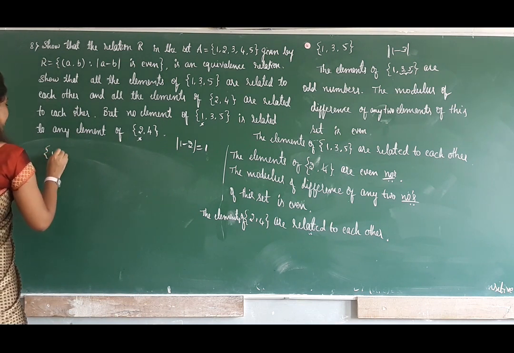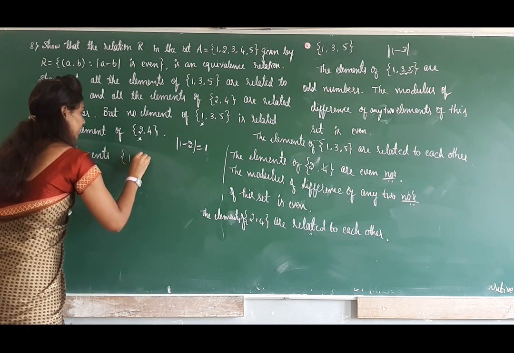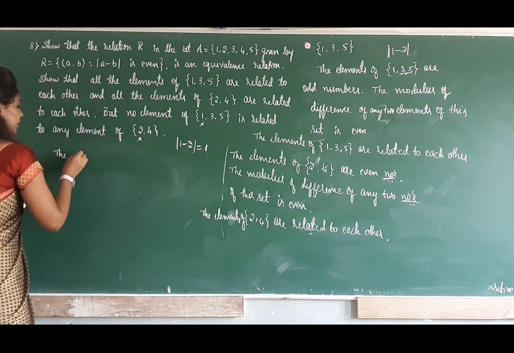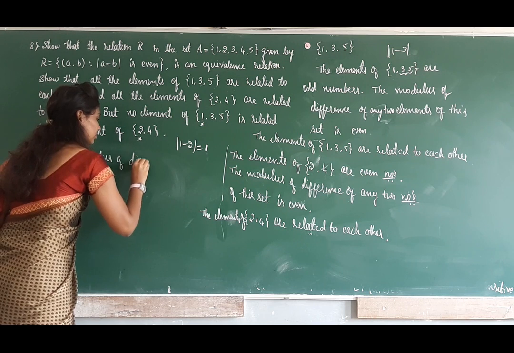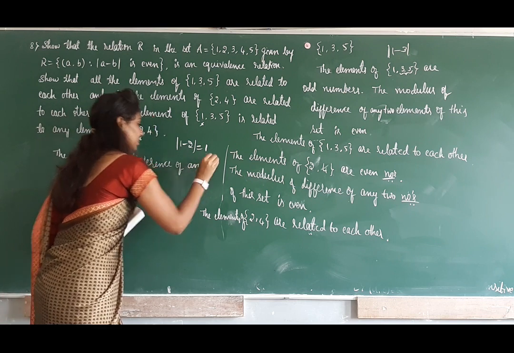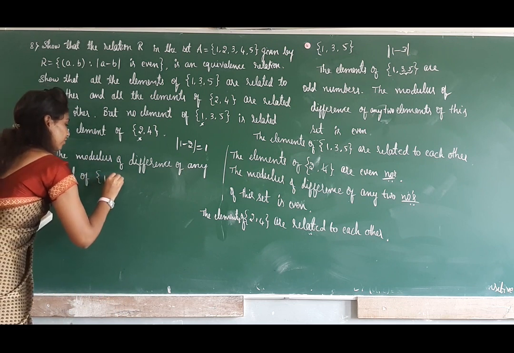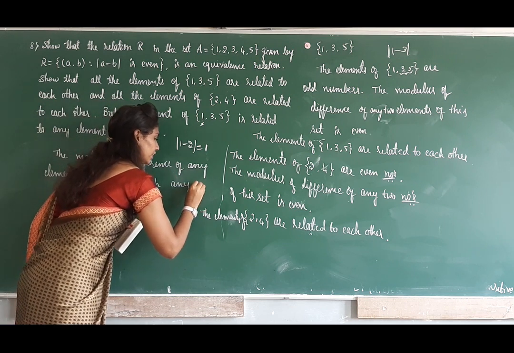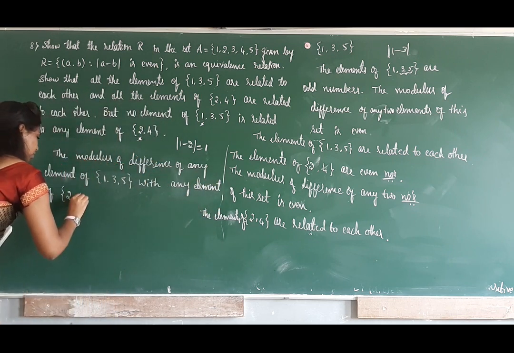The elements of... the difference of any element of 1, 3, 5 with any element of 2 and 4 is odd.